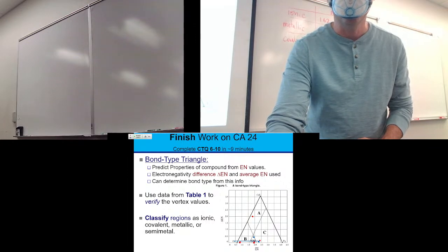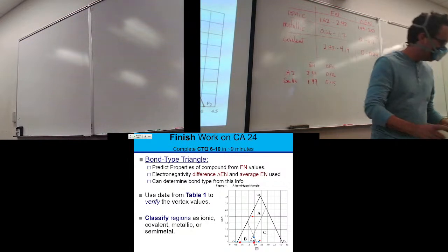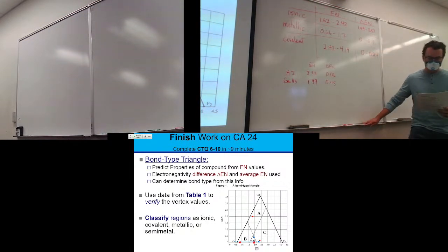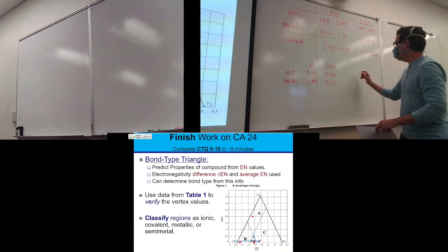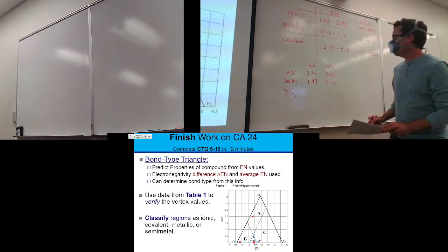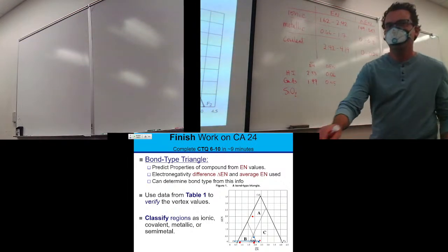All right. I think we have one more. Quartz, silicon dioxide, is a very high melting, hard solid. Place a point for silicon dioxide on the bond type triangle. What type of bonding? For silicon dioxide, we need to calculate these two values, the difference in electronegativity and the average electronegativity. Did anybody do that?